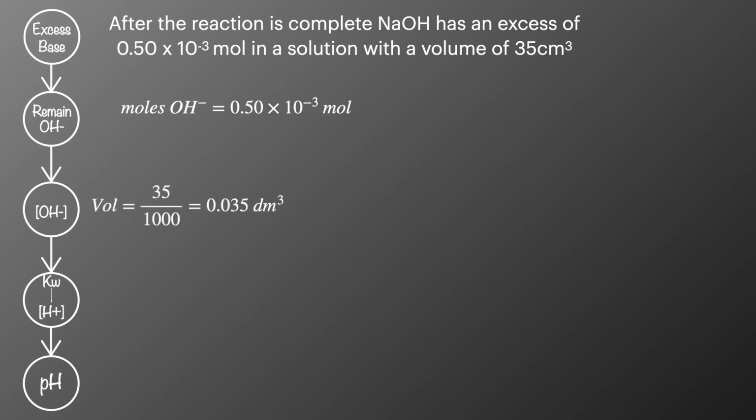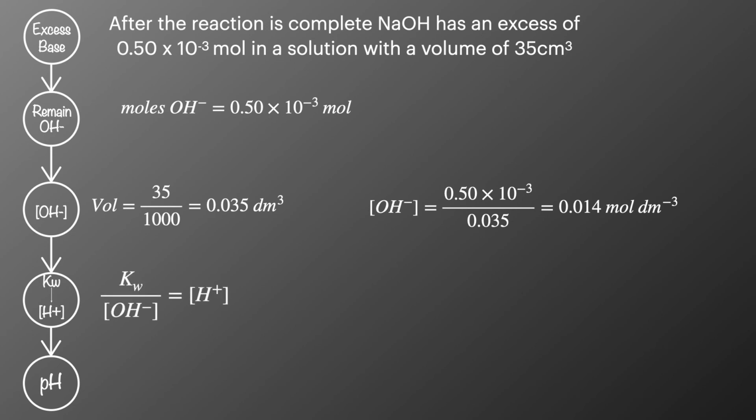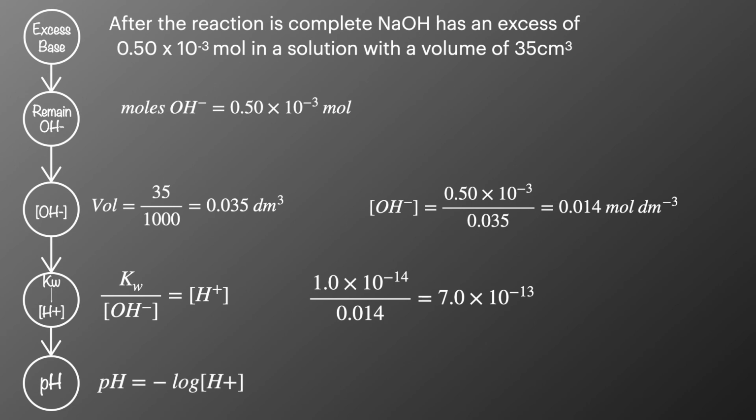And then we need to convert this into a concentration. So first we'll look at the whole volume and convert that into decimeters cubed, and then we'll do the number of moles divided by the volume to get the concentration of OH- left in solution. We're then going to use the Kw expression. We're going to rearrange it to have H+ as the subject, and then we're going to substitute in the numbers. Once we have the value for H+, we're simply going to do the same process as last time, where we use minus log of hydrogen ions to work out the pH, and end up with a pH of 12.1.